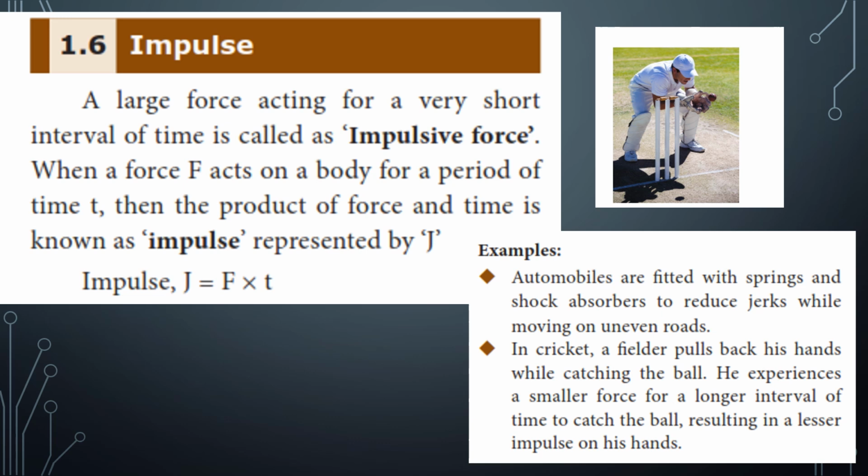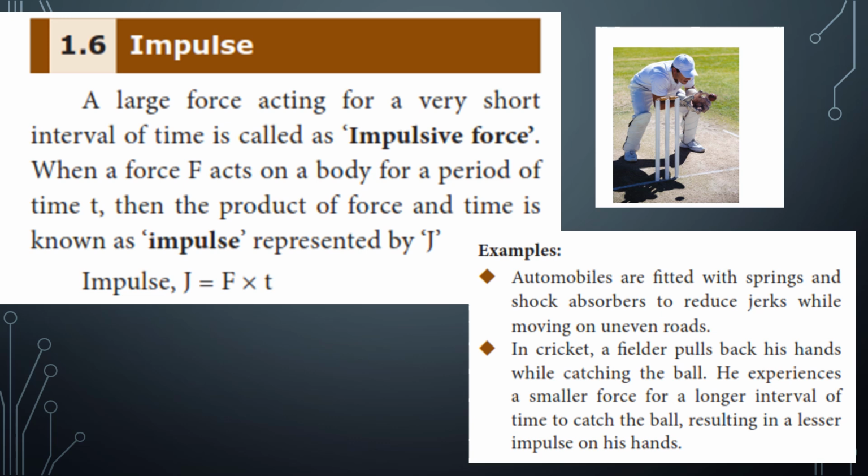By Newton's second law, F is equal to delta P by t. Therefore, delta P is equal to F into t, which gives impulse is equal to delta P. Impulse is also equal to the magnitude of change in momentum. Its unit is kilogram meter per second or Newton second.